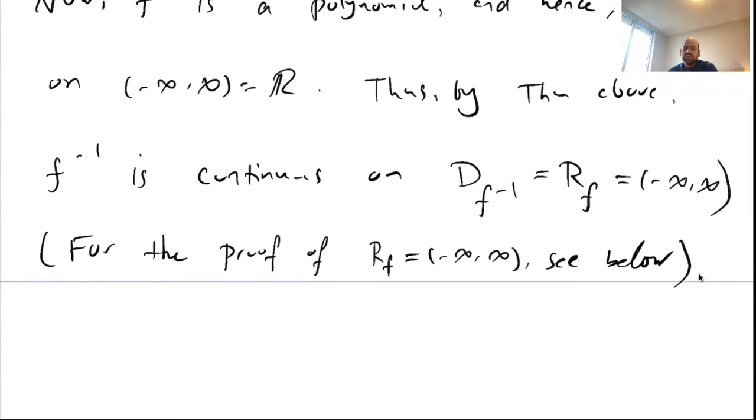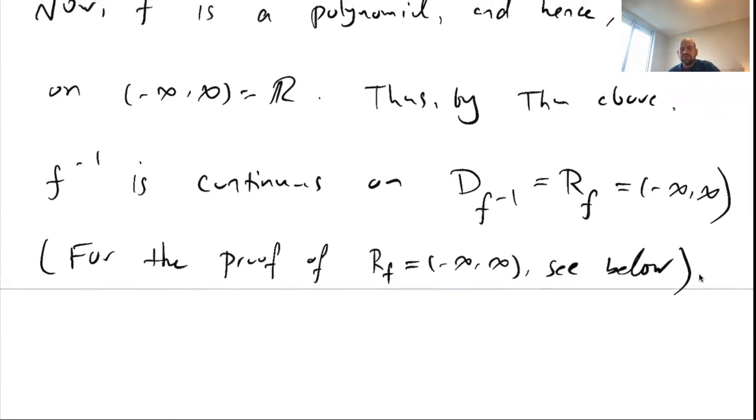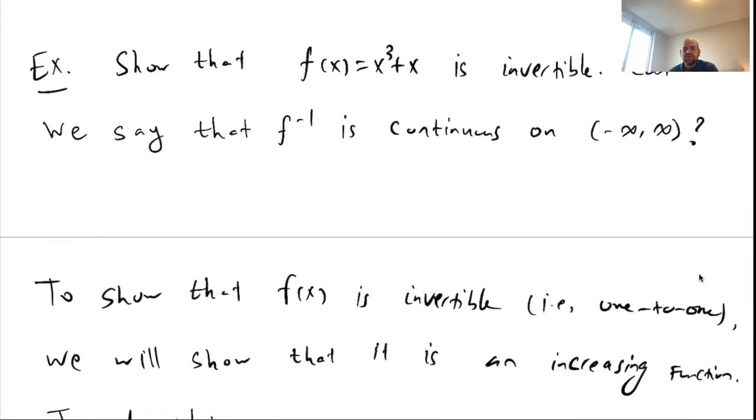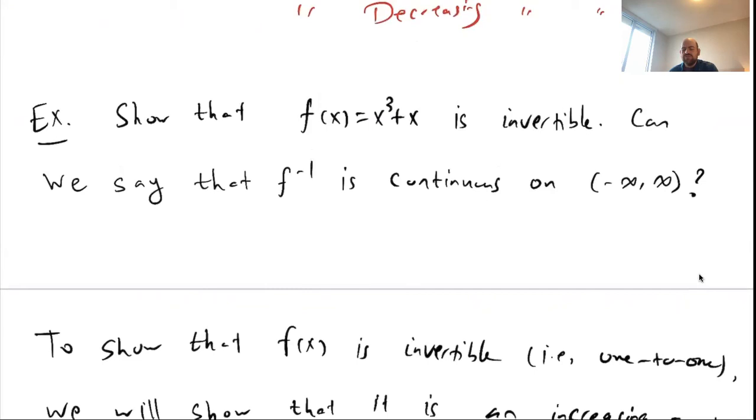Once we prove that, we can say by the theorem that f inverse is continuous on minus infinity to infinity. And this is exactly what the question was asking us. It was saying, can we say that f inverse is continuous on minus infinity to infinity? Yes, because f is continuous everywhere. So f inverse is continuous on the range of f, and range of f we will see in a few minutes is minus infinity to infinity.